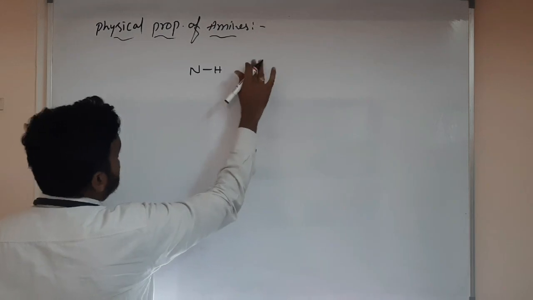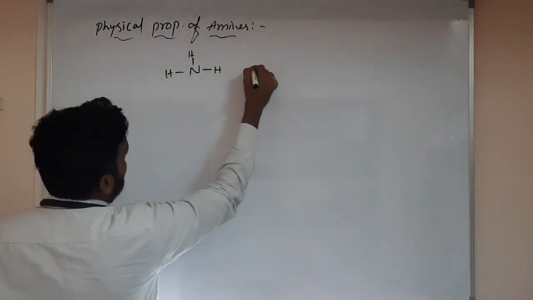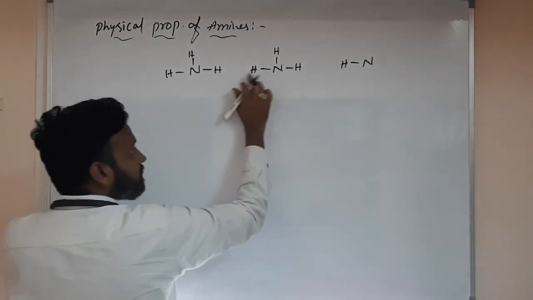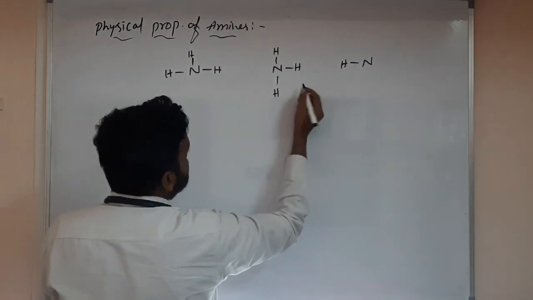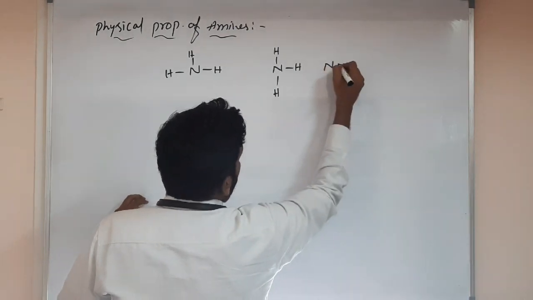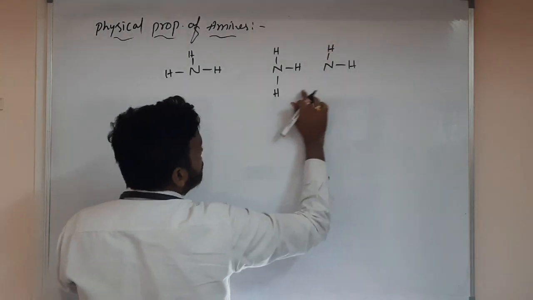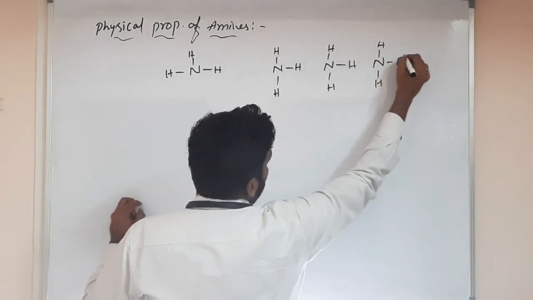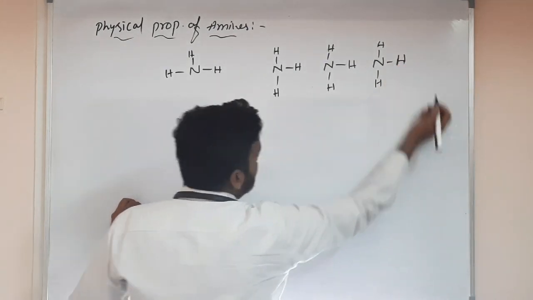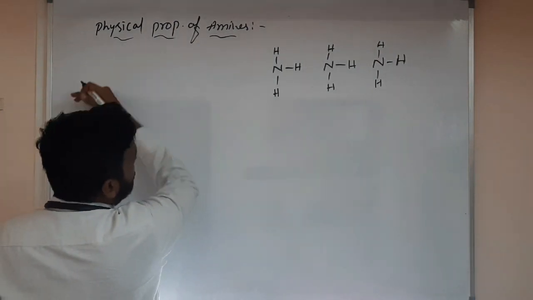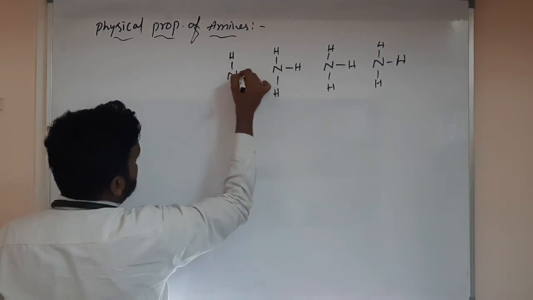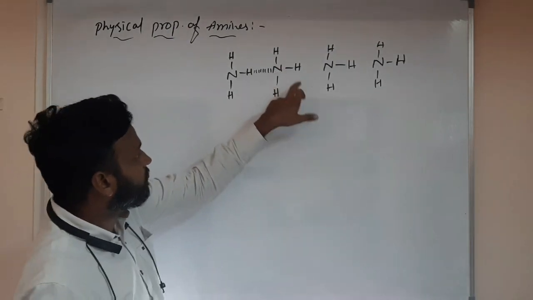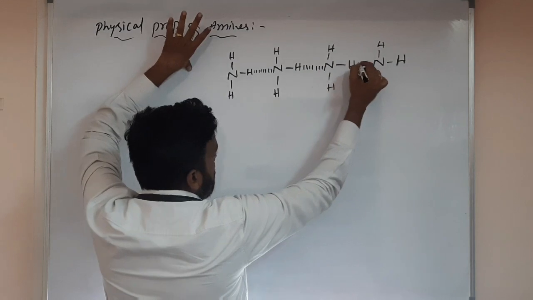Ammonia is drawn like this: N with three H's. Sorry, I wrote it wrong at first, so here is nitrogen with its hydrogens, and another molecule beside it. Why did I write this? Because you have a hydrogen bond between these two: the hydrogen of this molecule and the nitrogen of another ammonia molecule.